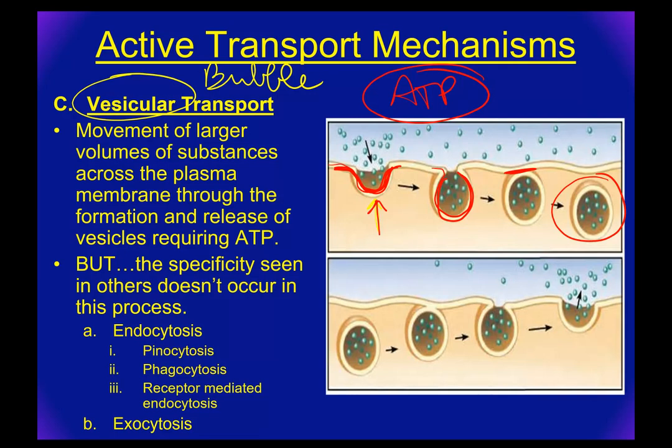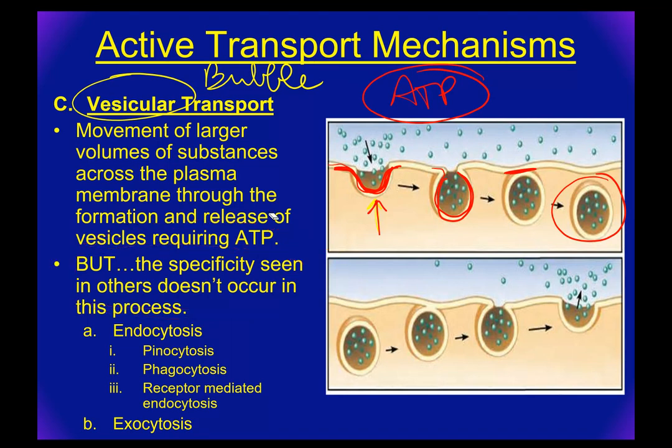Now, something else that's kind of interesting with our channels being involved, movement is very specific. Only one thing can go through this channel. We talked about the specificity when we talked about transport proteins. With vesicular transport, if you fit in the bubble, you go. So the specificity that is seen in other types of transport is not really seen here. If it happens to float into that bubble that I'm making, it goes, period, whether I want it to or not.